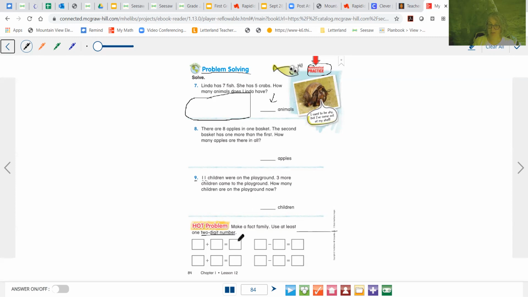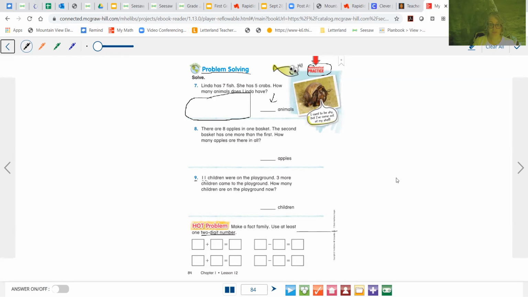Okay? Now, I've had kids in the past that wanted to do 2-digit number, 2-digit number, 2-digit number. Could they do that? Yes, if you've got the correct fact families for those. You could do that. It says just at least one of them. If you want all of them to be 2-digit, you sure can.